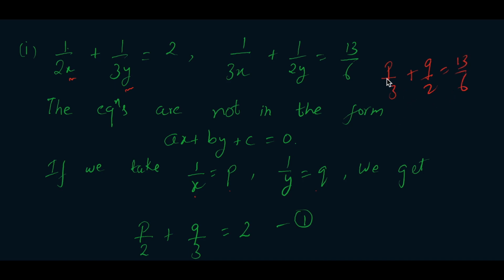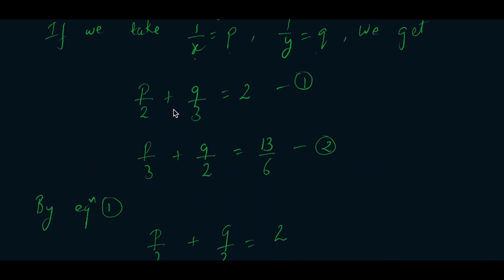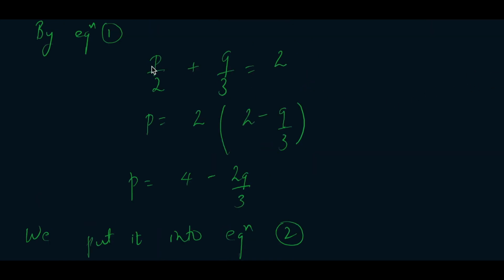So now we have our variables in the numerator and non-variables in the denominator. So now we have our two equations, p by 2 plus q by 3 equals 2 and p by 3 plus q by 2 equals 13 by 6. Now we can solve these two equations. By equation 1 we have p by 2 plus q by 3 equals 2. So we will take the value of p in the form of q and put it into equation 2.